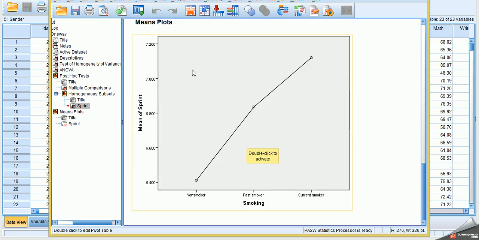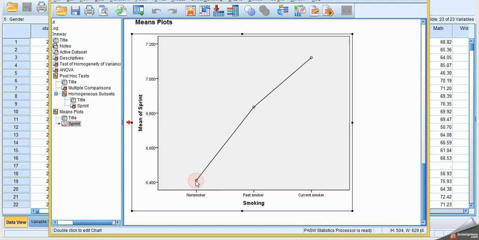Here's the means plot. It's easy for three groups, but when we have more than that, it gives us a good view about the means. So there's a big difference between the non-smokers and the current smokers, but the difference between the past smokers and current smokers is not significant, and also here is not a big difference.